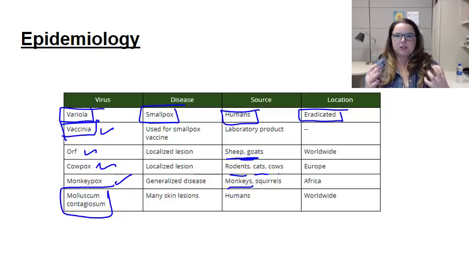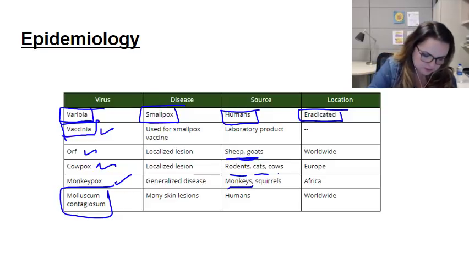And there really isn't a need to vaccinate most of the population. I know it's strange, I'm telling you not to get a vaccine, but really for the safety of the population, it's better that we only vaccinate people who have a higher risk of potentially coming in contact with it.